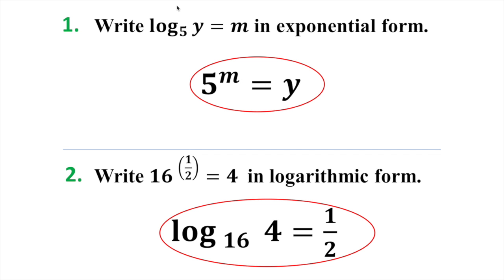Check your answers. Now hopefully you could identify that this m was your equals. That means it's going to be in your exponent. And the 5 was your base. Y was just moved to the other side, basically. This one's the one similar to the ones that we've just done.